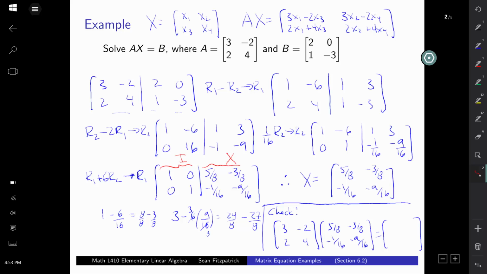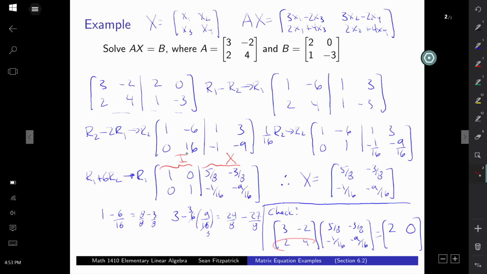When I do the first row times the first column, 3 times 5/8, I've got 15/8. Minus 2 times minus 1 over 16, that's 1 more, 1 over 8, right? 2 over 16 is 1 over 8. 15 over 8 plus 1 over 8 gives me 16 over 8. 16 over 8 is 2. If I do row 1, column 2, 3 times minus 3 over 8 minus 2 times minus 9 over 16, so that's minus 9 over 8 plus 9 over 8, 0.